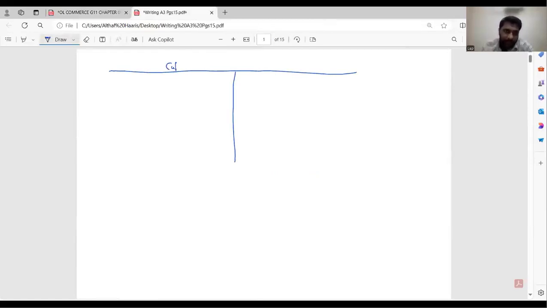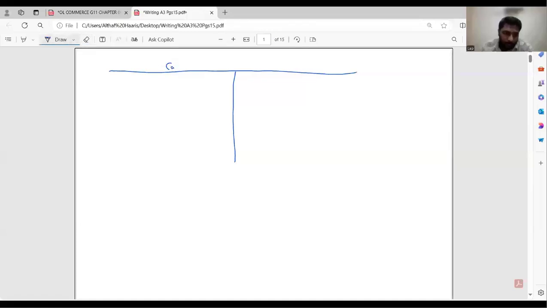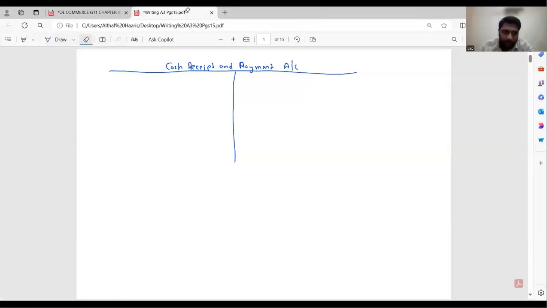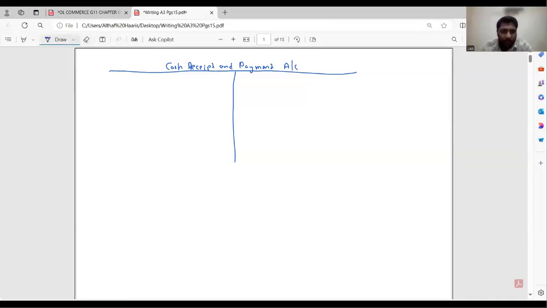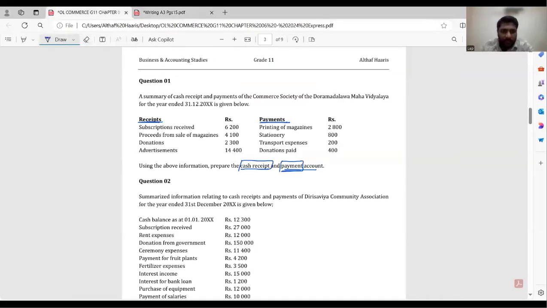Cash receipt and payment account. Cash receipt and payment account. So let's take one by one, people.